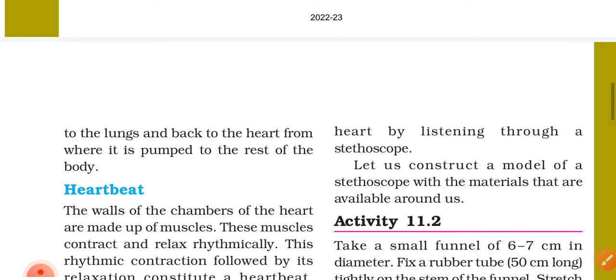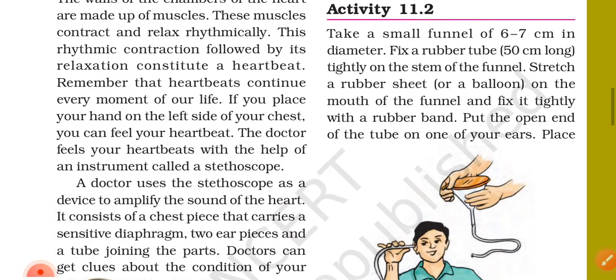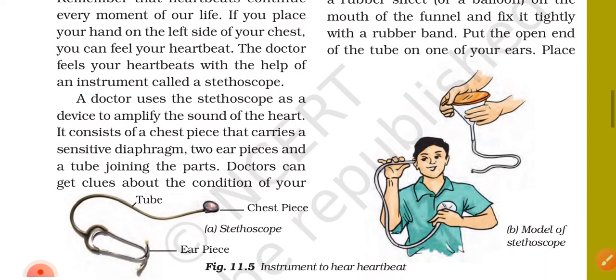Let us construct a model of a stethoscope with materials that are available around us. Take a small funnel of 6-7 cm in diameter. Fix a rubber tube 50 cm long tightly on the stem of the funnel. Stretch a rubber sheet or a balloon on the mouth of the funnel and fix it tightly with a rubber band. Put the open end of the tube on one of your ears.